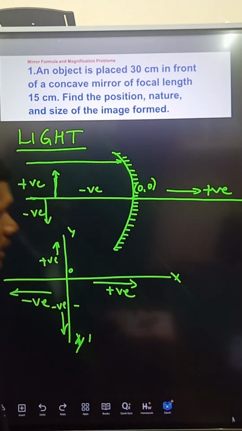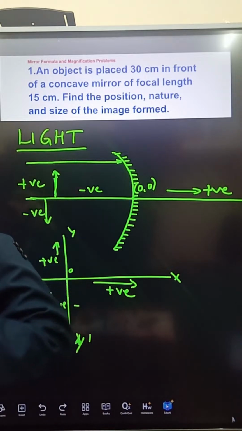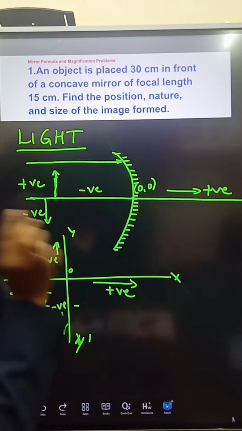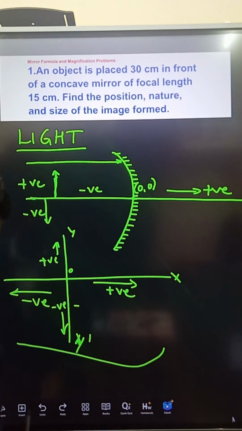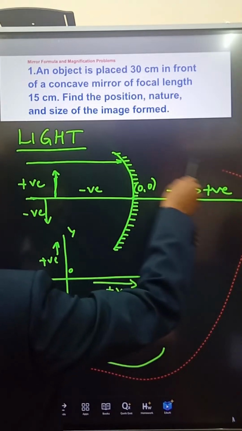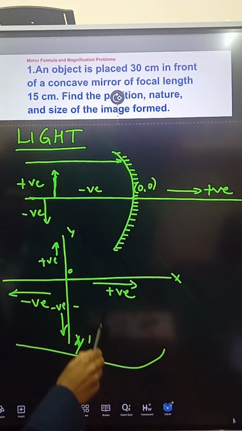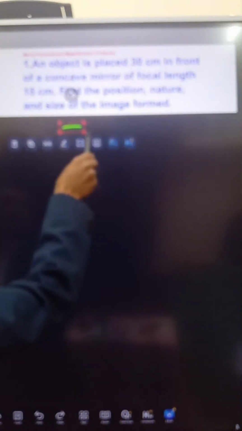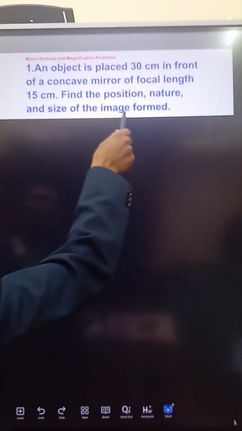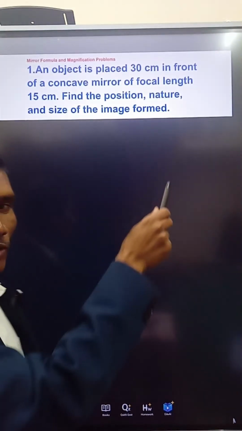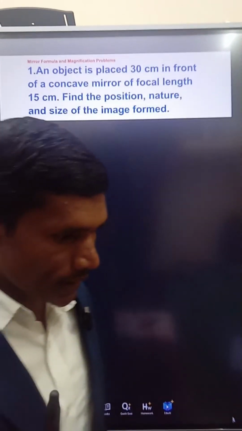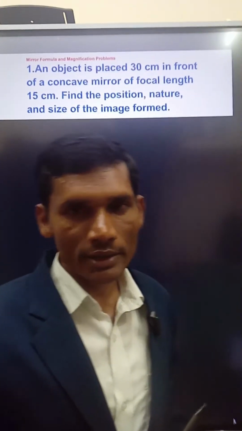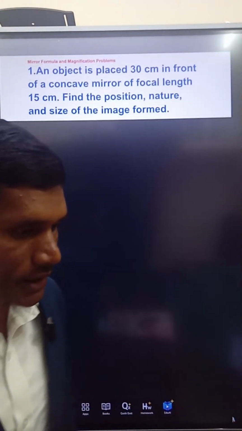Now coming to the problem, we see how to solve this. An object is placed 30 centimeter in front of a concave mirror of focal length 15 centimeter. Find the position, nature, and size of the image formed. I'm not going to do any calculations here. Without doing any calculations, we can solve this. Very simple it is.